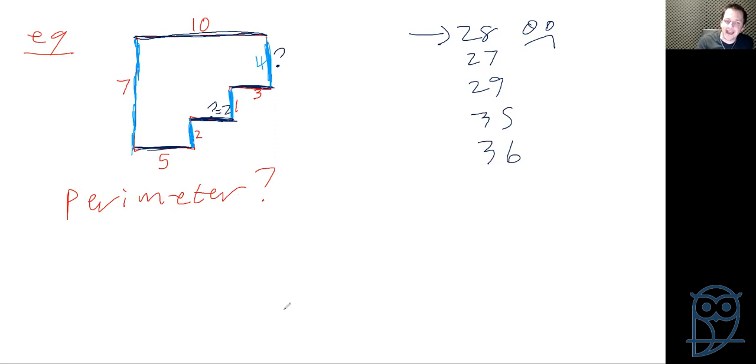Now that I have all of my sides, I need to add them all together. Since I know that all the given sides add to 28, I can just add the 2 and the 4, which are new. 28 plus 2 plus 4 gives me 34.